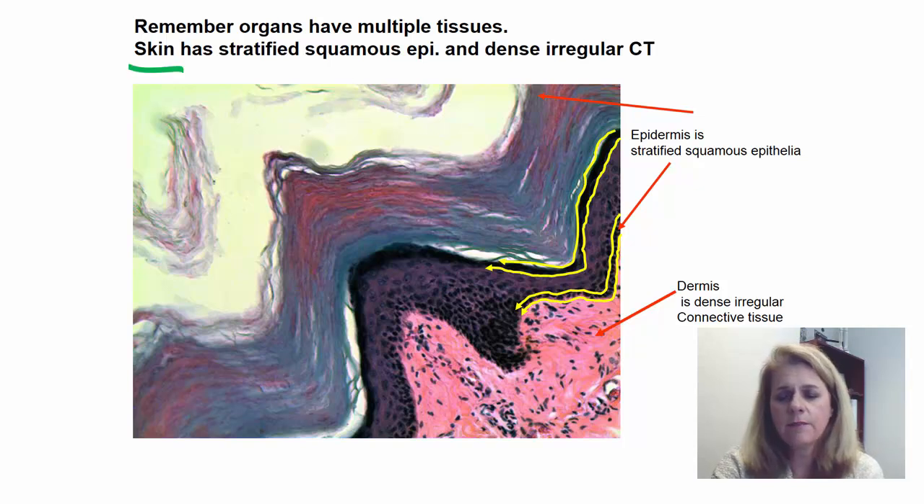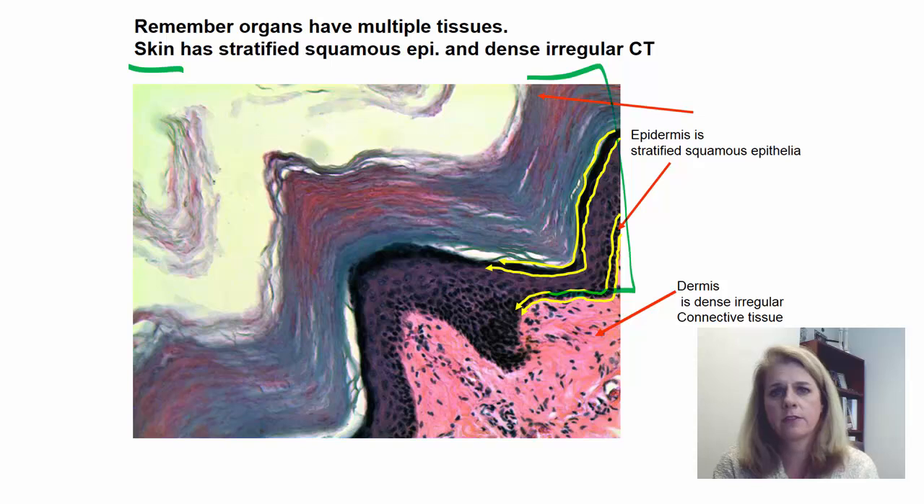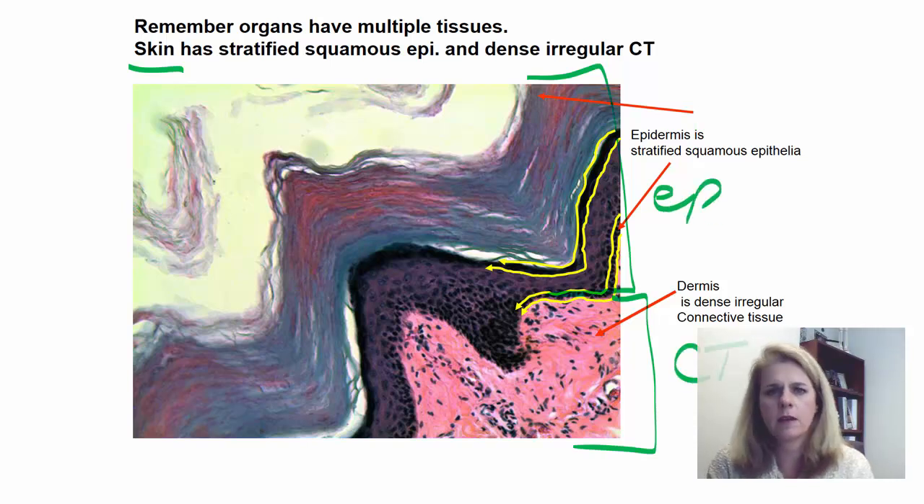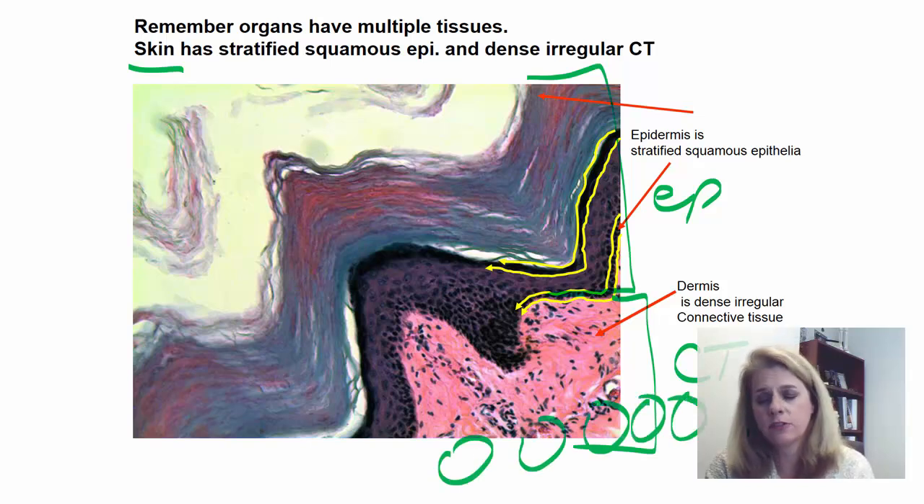This is the skin, and if you look at skin, it's made up of a layer of stratified squamous epithelium and a layer of dense irregular connective tissue. So you have epithelial tissue and you have connective tissue that's making up the skin. Deep to that, you've got a bunch of adipose tissue, also connective tissue. So just remember, as we think of these organs, don't think of organs as one type of tissue. They're going to be made up of multiple types of tissues.